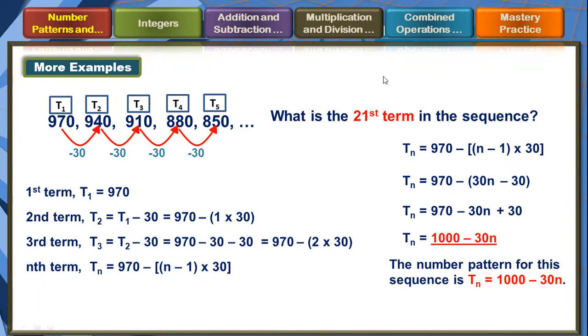So by using that, we can finally find the 21st term, wherein T sub 21 equals 1000 minus 30 times 21. Yes, this one is 30n, so we just have to substitute 21 here, 21 here. So T sub 21 equals 1000 minus 30 times 21, which is 630. When you subtract that from here, the answer is 370. So therefore, the 21st term is 370. By using this formula alone, we don't have to write down all the numbers in the sequence. So we can easily find the 21st term.